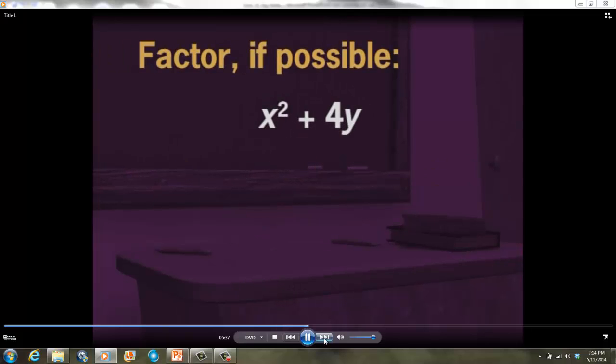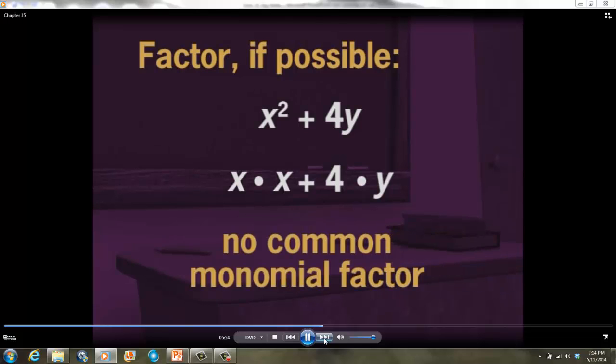If possible, factor x squared plus 4y. We start by factoring each term. X squared is x times x, and 4y is 4 times y. These terms have no factors in common. That's right. There is no common monomial factor in these expressions. Do you remember what we call something that doesn't have any factors besides 1 and itself? We call it prime.